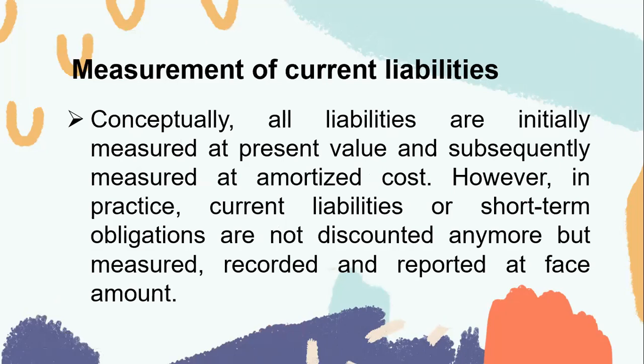Next slide. So, measurement of current liabilities. Conceptually, all liabilities are initially measured at present value and subsequently measured at amortized cost. However, in practice, current liabilities or short-term obligations are not discounted anymore but are measured, recorded, and reported at face amount. The reason behind that is that the discount, or the difference between the face amount and the present value, is not material. So it is simply ignored.